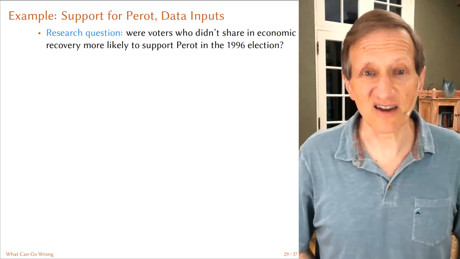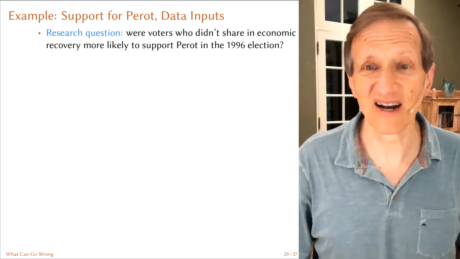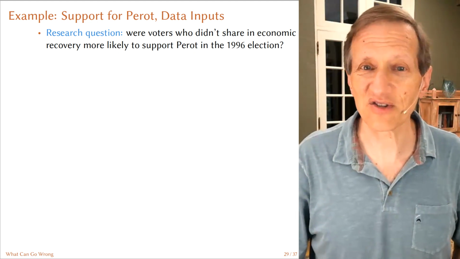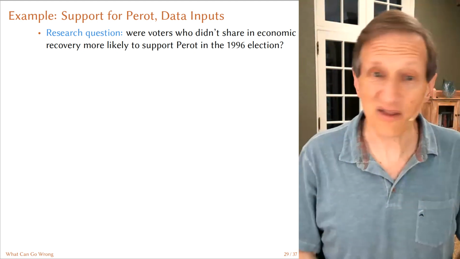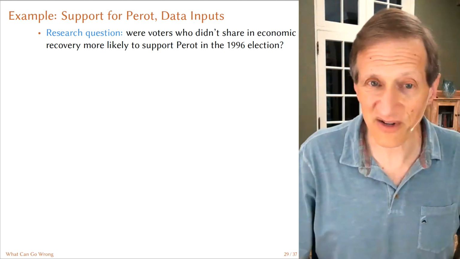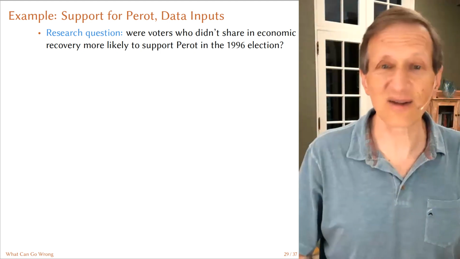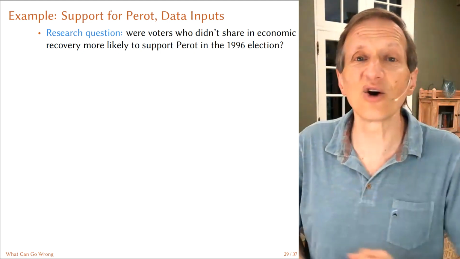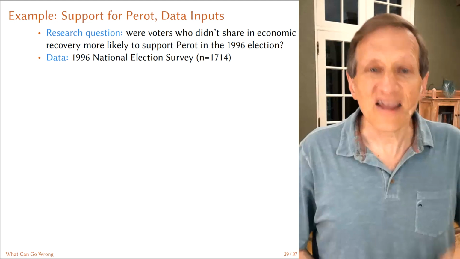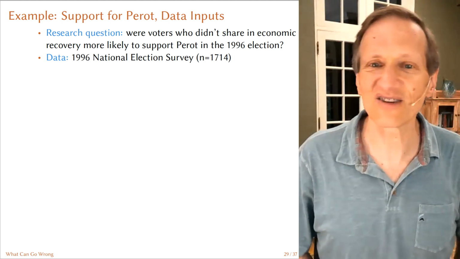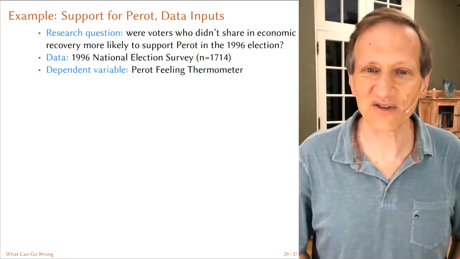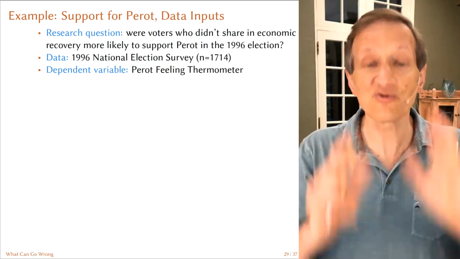This was support for Ross Perot back in the 1996 election. Were voters who didn't share in the economic recovery, the ones, there was economic recovery at the time, some of them remained unemployed and stuff like that, more likely to go with a third party? The data come from the 1996 American National Election Study, with 1,700 observations. And the dependent variable was the Perot feeling thermometer.